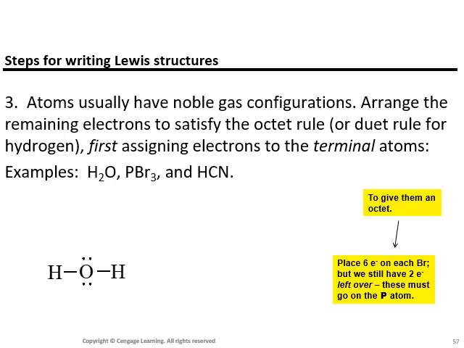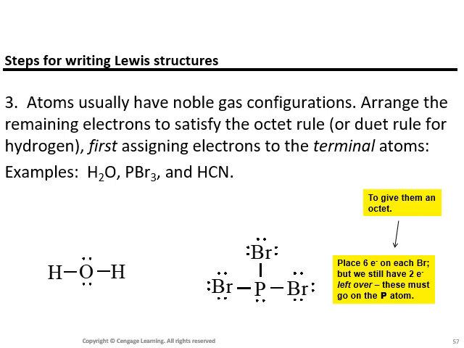So that leaves 20. Then we want to put as many as we can on the Brs, because they're the ones on the outside, they're the terminal atoms. But we can only put a maximum of 6 on each Br. So that means we can only put 3 times 6, which is 18, on those 3 Brs. So that means 2 will be left over. So those have to go on the P. So that means that P has to have a lone pair on it. And then we're finished, basically. So next slide. So this is what the finished product is going to look like.